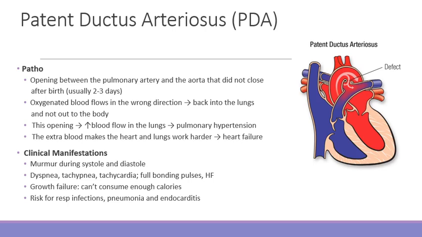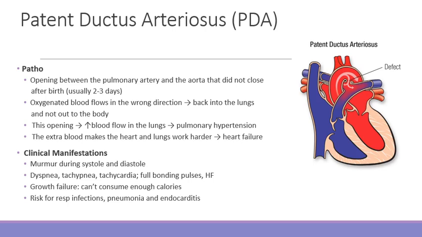When I have increased blood flow to the lungs, that leads to pulmonary hypertension. I have increased resistance in those lungs because of all this blood flow. And because of that increased blood flow and increased resistance, the heart and lungs have to work harder, and these patients will have signs and symptoms of heart failure. So, clinical manifestations. I'll give you a hint right now. All of these congenital defects all have murmurs. So there's an easy one for you.